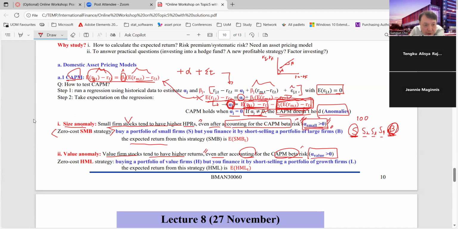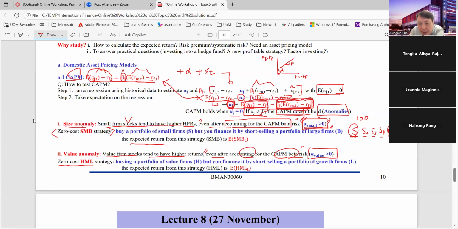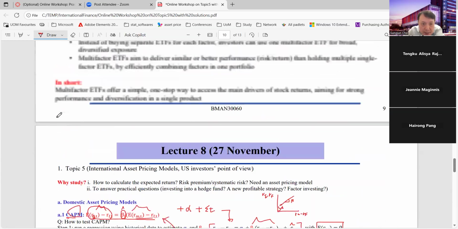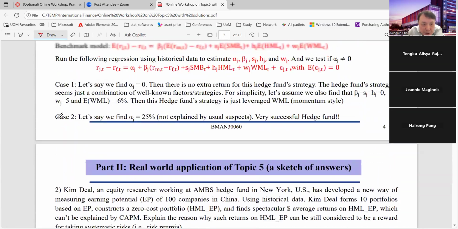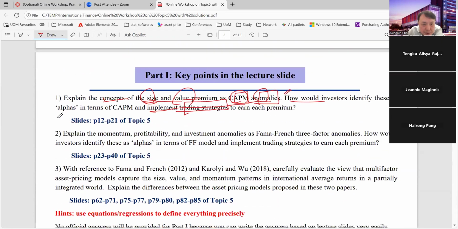What about value anomaly? You're going to do a similar thing, the so-called HML strategy, high minus low book to market strategy. Here, you rank every firm in terms of book to market ratio, right? And you buy a portfolio of the companies with the highest book to market ratio. And then you finance it by short selling a group of companies with the lowest book to market ratio, right? So I just answered the question: how to implement trading strategy to earn this premium.